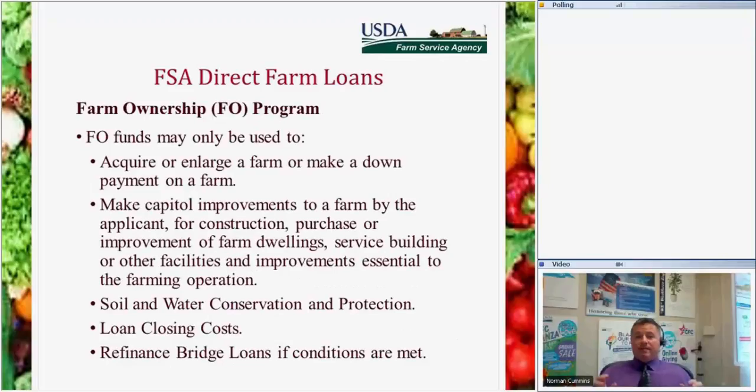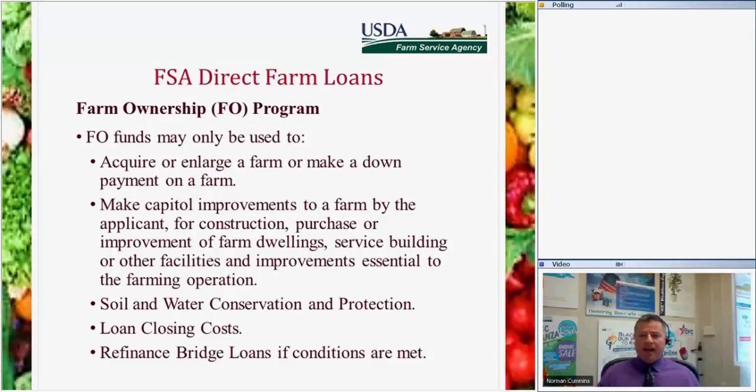So now let's talk about the farm ownership program. Okay, so that was the general eligibility for all direct loans, which covers operations and farm ownership. For farm ownership, these funds can be used to acquire or enlarge a farm or make a down payment on a farm. So if you're trying to purchase a farm, this is the type of loan you'd want to go through in the direct loan program. And I'll tell you the dollar amounts in a little bit.